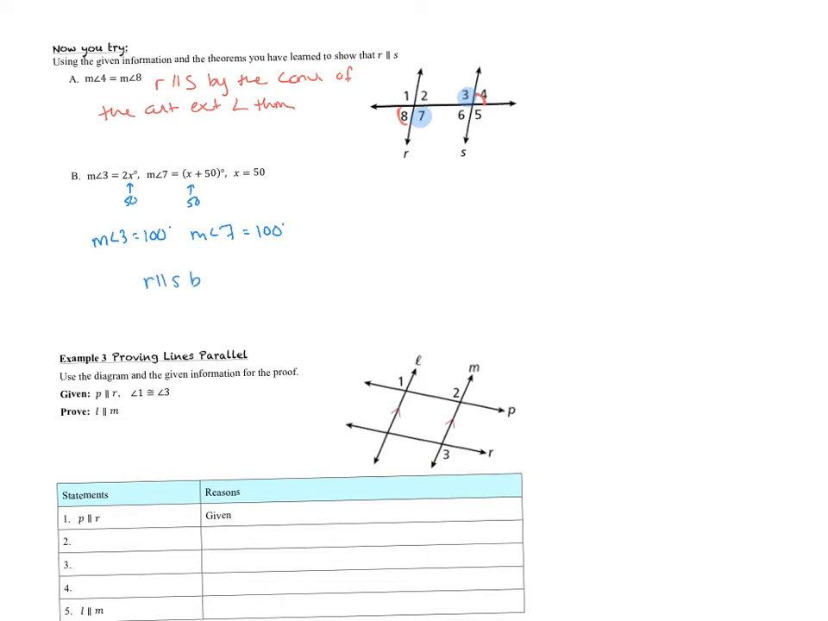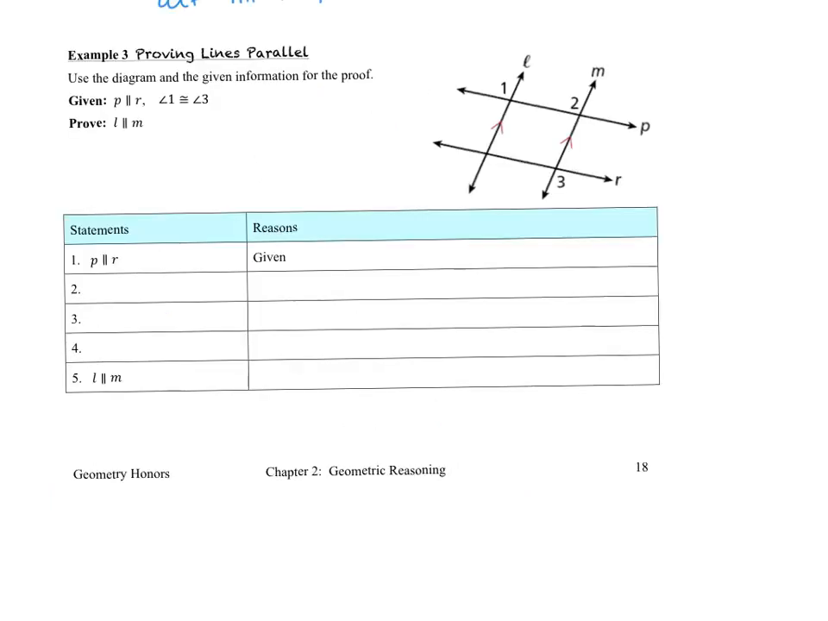R is parallel to S by the converse, because that's how we prove things are parallel, the converse of the alternate interior angle theorem. You won't be expected to fill out this proof, but I'm going to provide you the answer anyway, just so you can take a look at what's happening here.